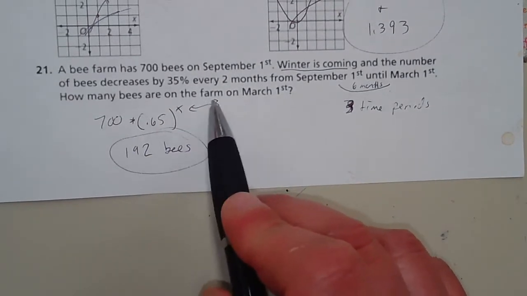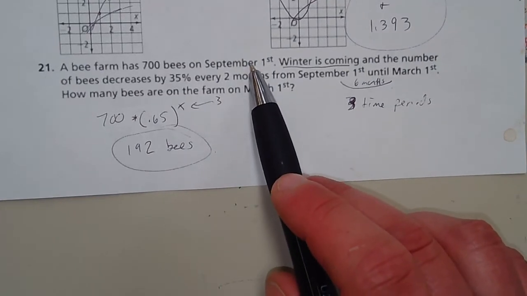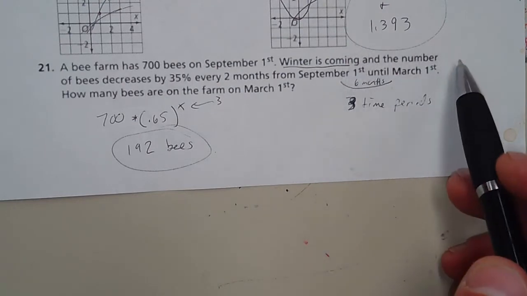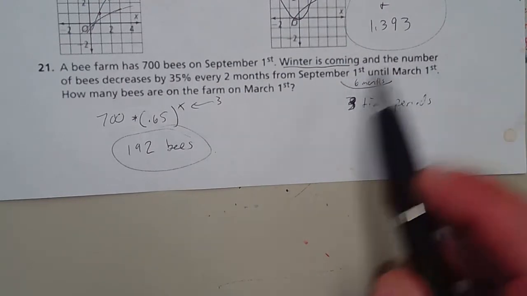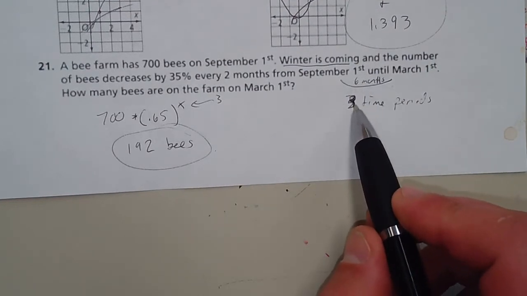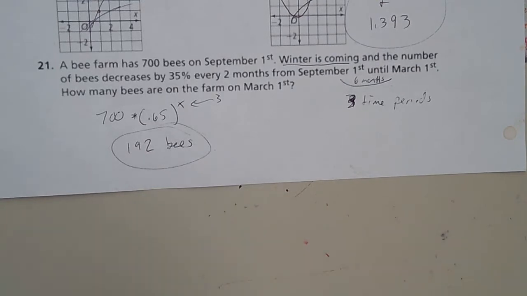And then I had to figure out how many time periods this was. So starting in September, which is the 9th month, you go ahead 2 months, that'll be 11, which is November. You go ahead 2 more months, that'll be January. Then you go ahead 2 more months, that'll be March. So it's 6 total months, which is 3 time periods because it's every 2 months. So I went ahead and evaluated this at 3, and that's how I got that there'd be 192 bees remaining.